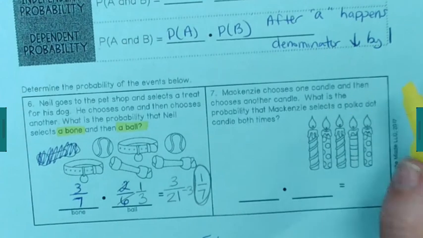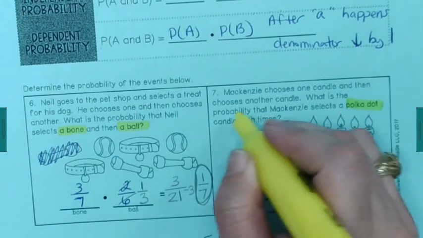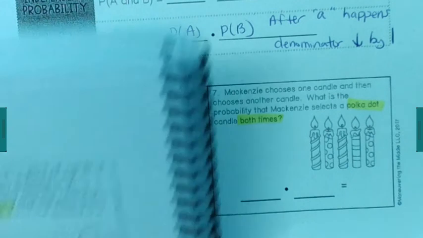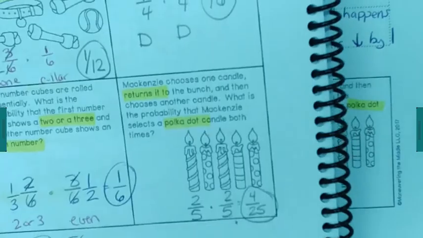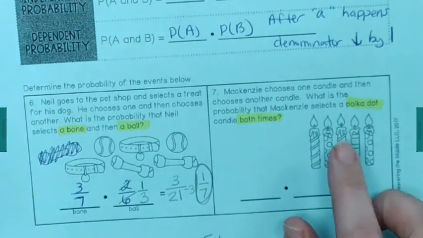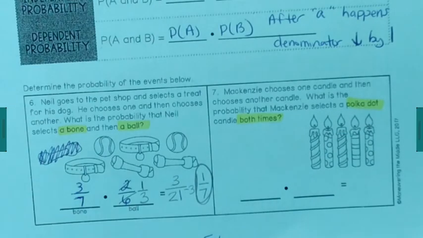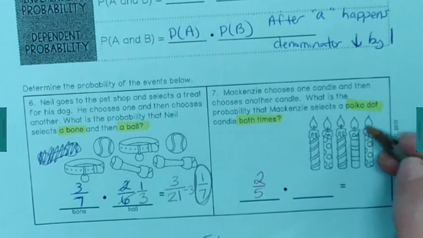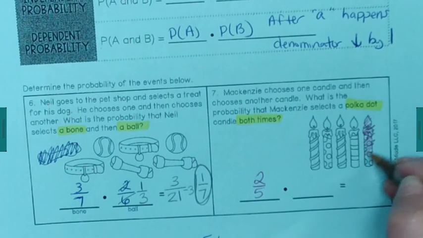Mackenzie chooses one candle and then chooses another candle. What is the probability that Mackenzie selects a polka dot candle both times? Perfect. Thank you. Again, we saw this question, but it said returns it. But now I'm not returning it. Okay? How many polka dots are there? 2 out of 5. Okay? Again, I literally took it. I did not put it back.